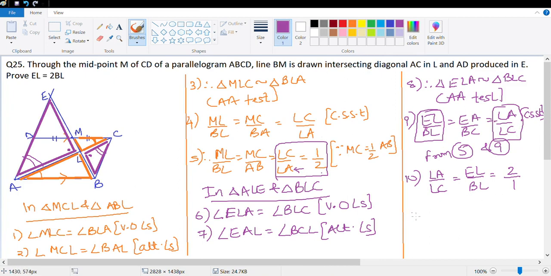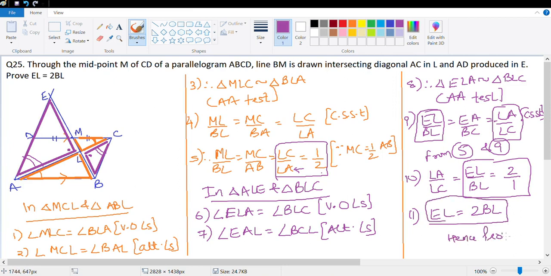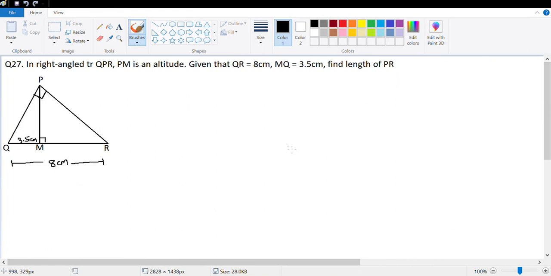What this gives us is point number 11, EL is equal to 2 times BL. That's what we had to prove, hence. So interesting question. We had to use similarity 2 times for 2 different triangles given in this figure. Good, that brings me to the last homework question which we had for this exercise, which is question number 27. Finally, some diagram given. Let's look at this question.